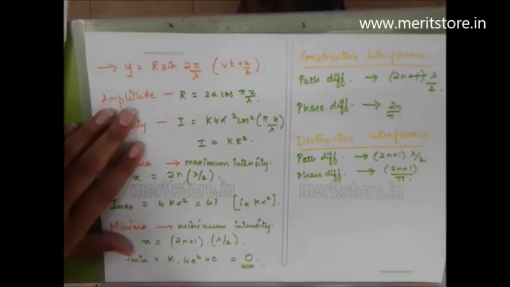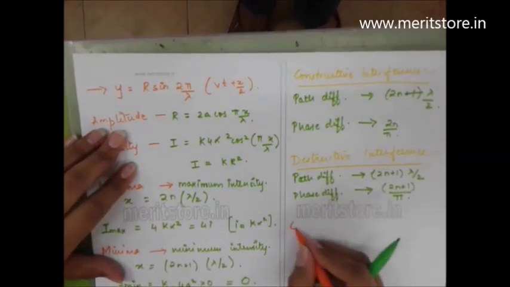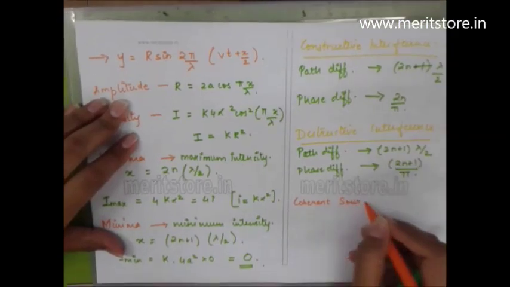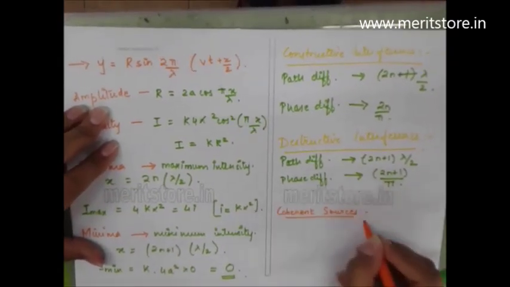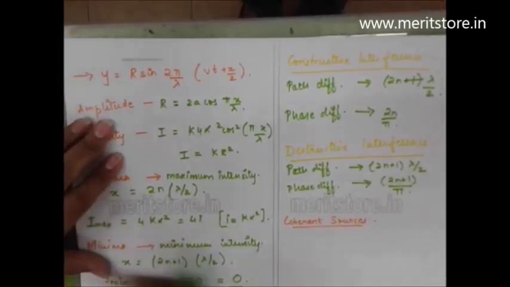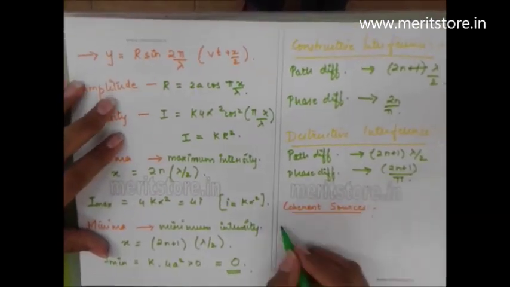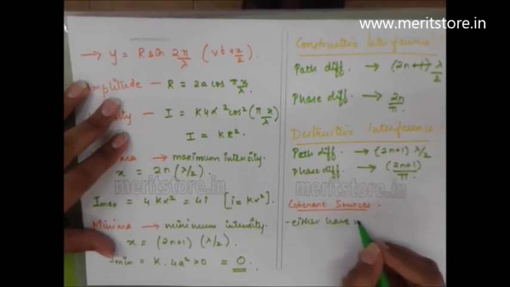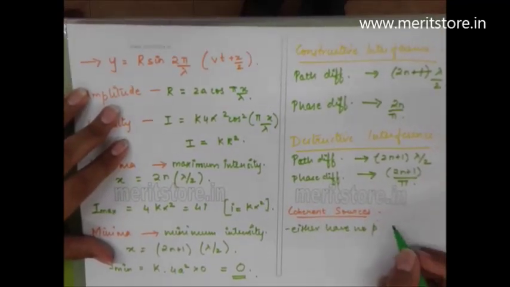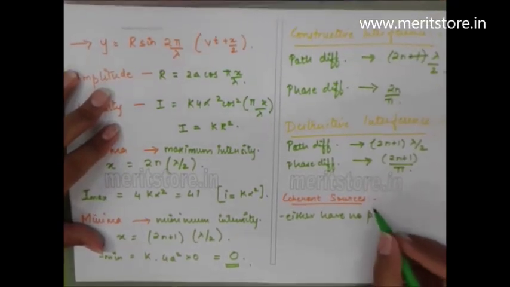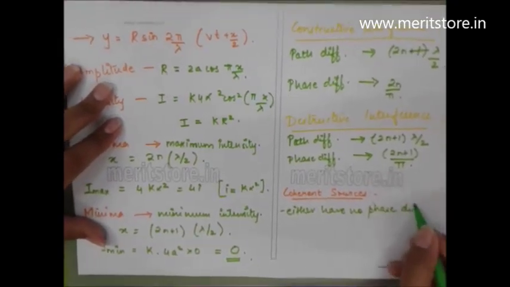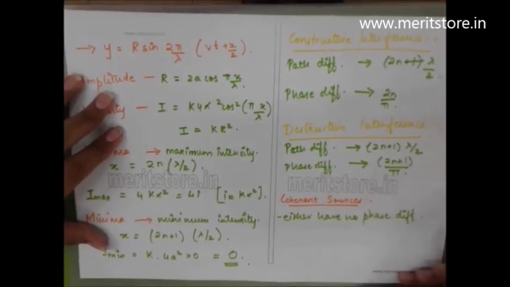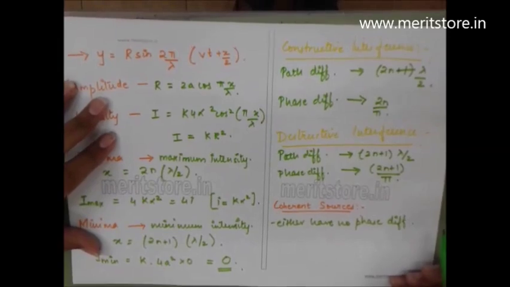Now what are the coherent sources? The coherent sources are the sources which either have no path difference, or you can say no phase difference, or have a constant difference of phase between them.